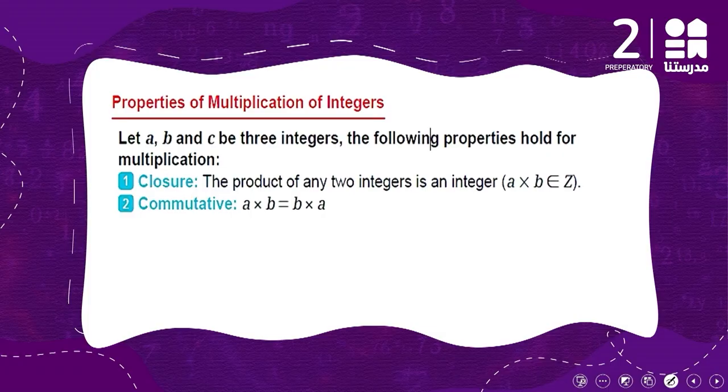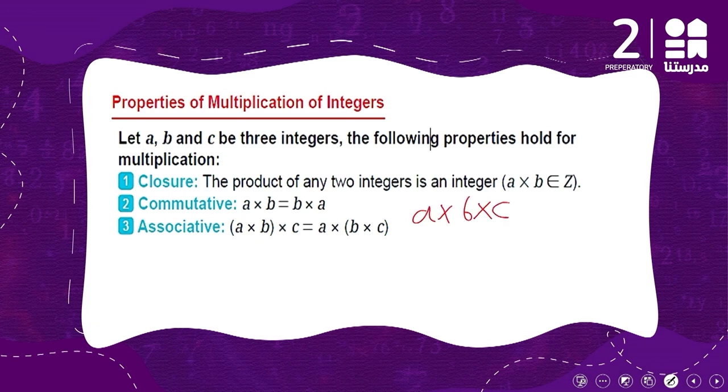They are equal. Now for number 3, we have the associative property. Associative means if you have a times b times c, how can you multiply 3 numbers together? You can start with the first 2, finding the answer, then multiply the third at the end. Or you can start with the last 2, then multiply the first at the end.